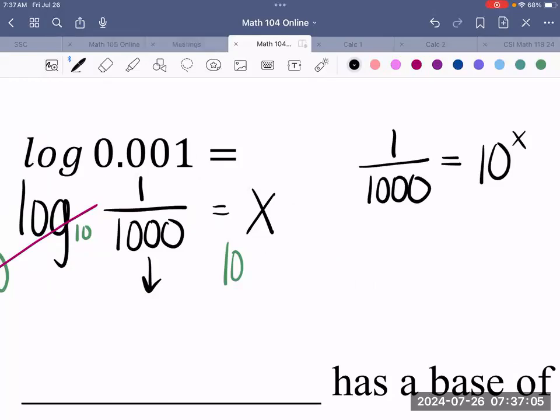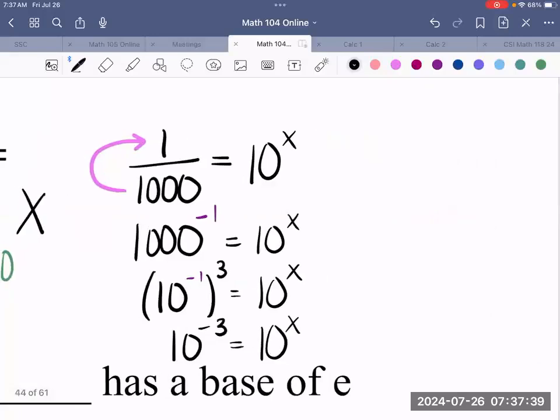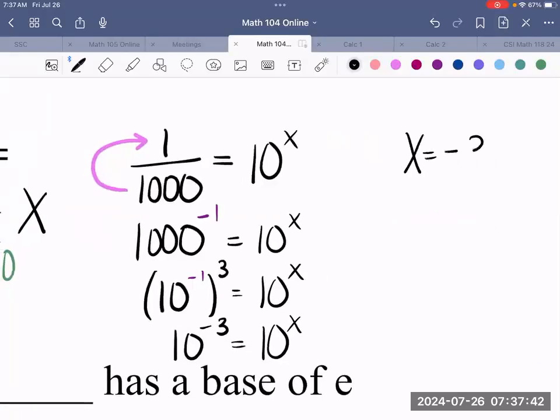We have 1,000 in the denominator. Let's bring it up. 1,000 to the negative first power is equal to 10 to the x. Now, how many 10s do you have to multiply to get to 1,000? Well, you have to multiply 10 3 times to get to 1,000, and then multiplying those values or your exponents together. So x here is equal to -3.